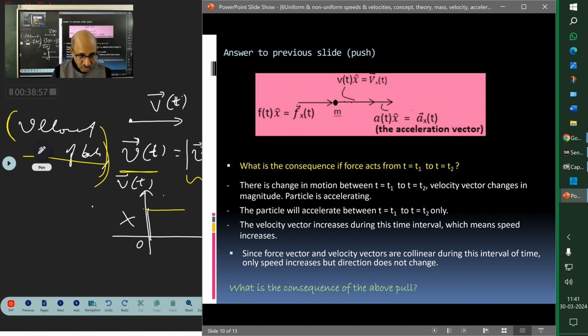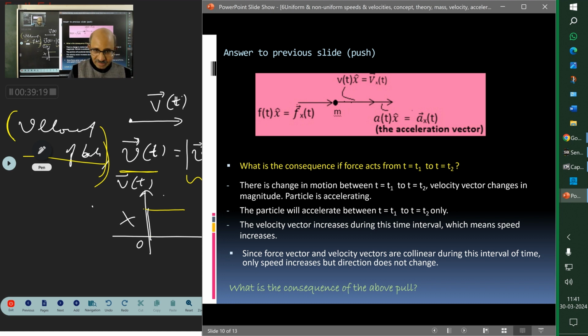Now when you are discussing here, when I say a particle or a body, and when I am considering it in motion, the first thing you should attach is the velocity vector. Did I not tell you yesterday? First attach the velocity vector, and then you start attaching the vectors one by one.